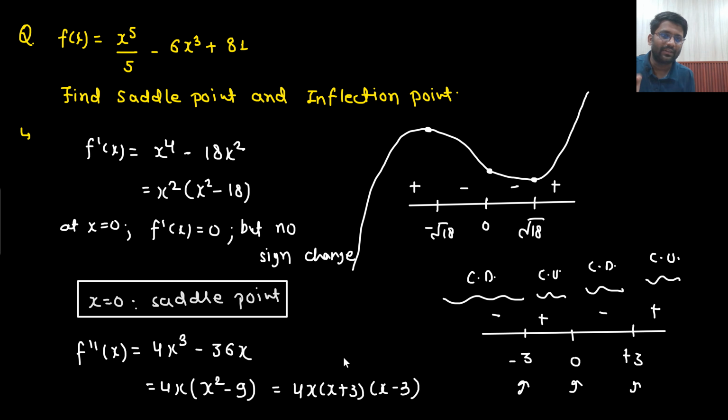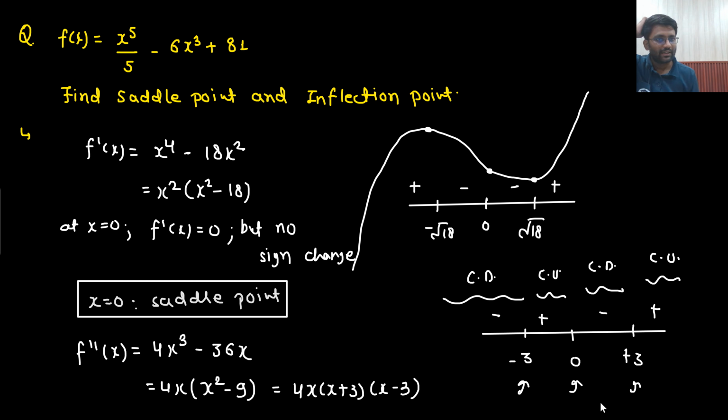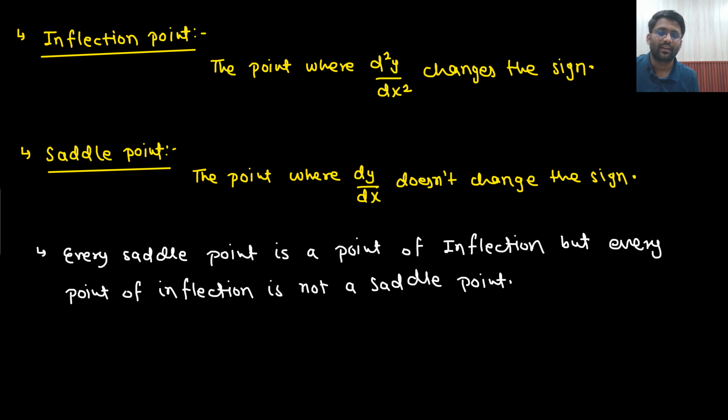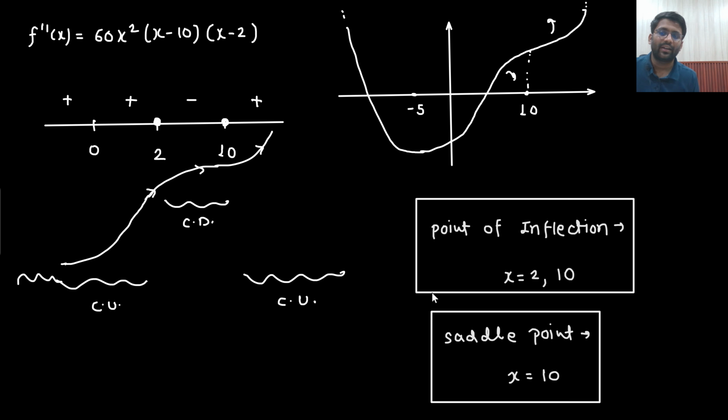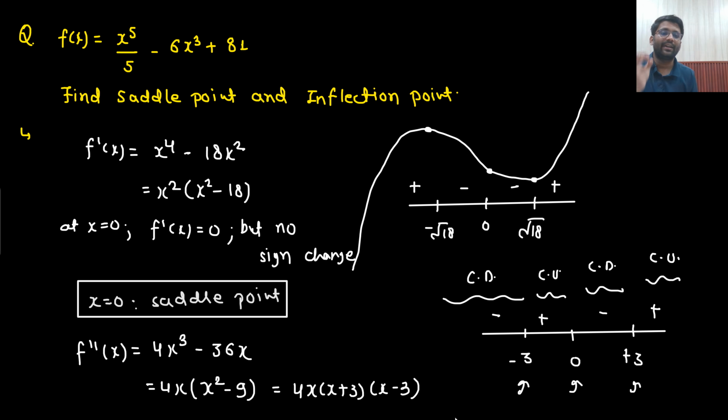Now you can see one thing: whatever the saddle point is, that is surely an inflection point. There is only one point which is a saddle point as well as an inflection point. This is what I have written here. Every saddle point is a point of inflection, but every point of inflection is not a saddle point. If I ask you at x equals to -3, it is a point of inflection, but it is not a saddle point. So both are different things.